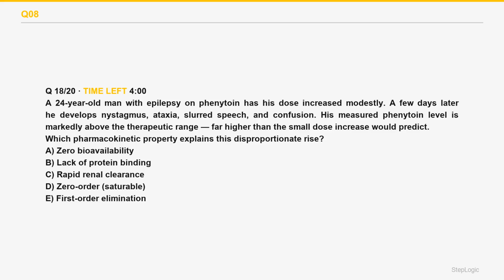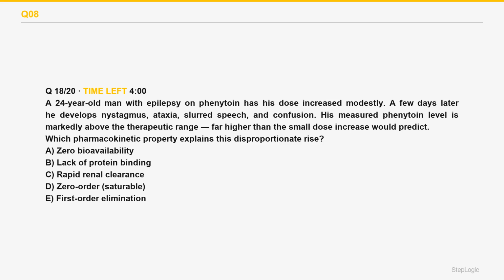Which pharmacokinetic property explains this disproportionate rise? A 24-year-old man with epilepsy on phenytoin has his dose increased modestly. A few days later, he develops nystagmus, ataxia, slurred speech, and confusion. His measured phenytoin level is markedly above the therapeutic range, far higher than the small dose increase would predict.